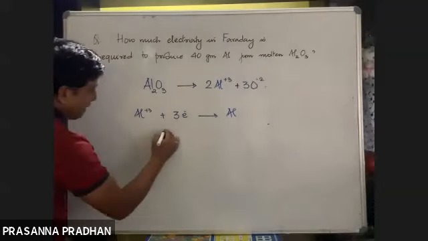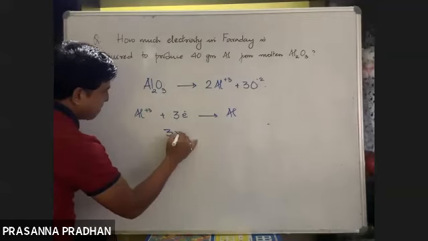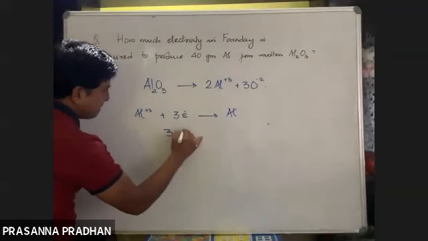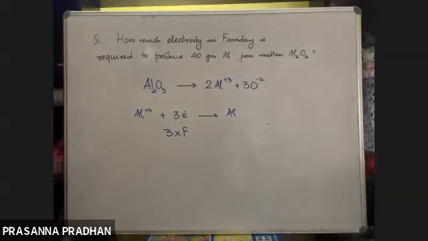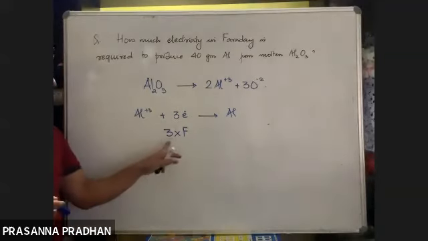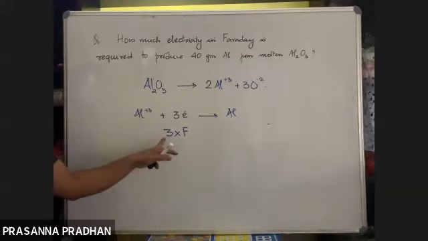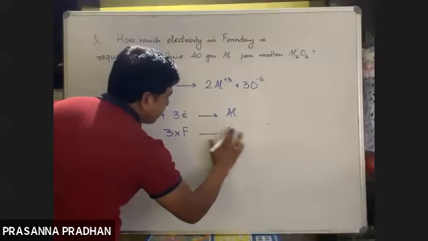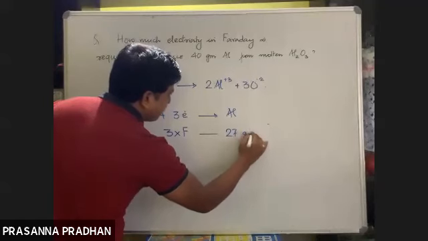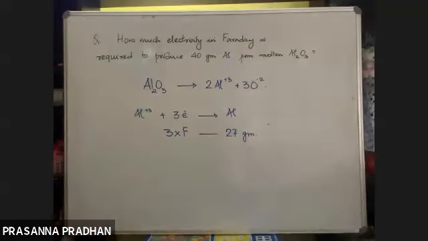So if I pass 3 moles of electron, what is the charge on 3 moles of electron? It is 3 Faraday. In terms of Coulomb, it will be 3 times 96500. So how much aluminium will get deposited? 1 mole of aluminium is equal to the atomic mass, 27 gram.